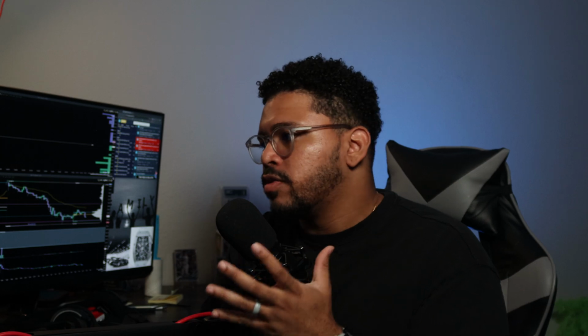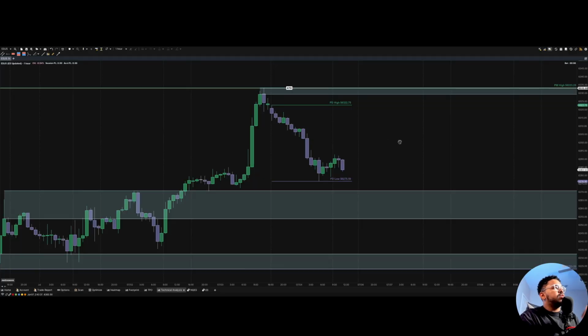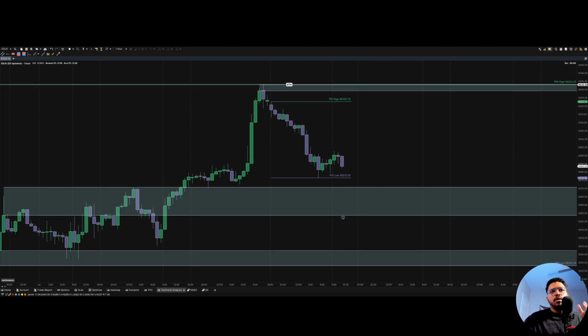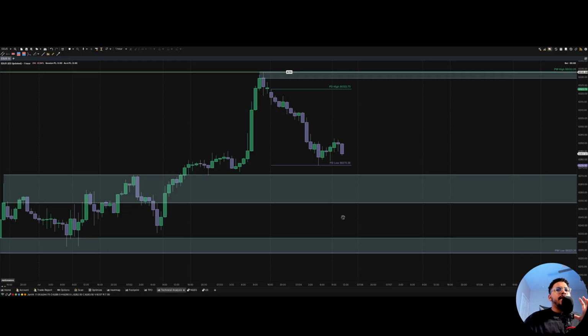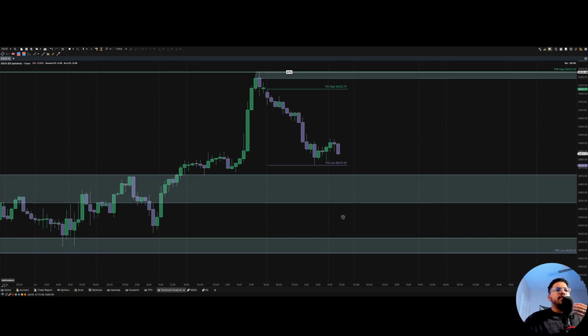And potentially, for example, let's say if on Monday we come and retest this zone right here, I'm looking to buy it. I'm looking to see if the market gives me an opportunity to jump on a long position. Now, if we break below that, I'm looking to sell it, of course. But that's what I'm looking at when it comes to that.